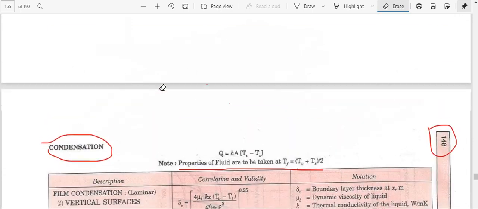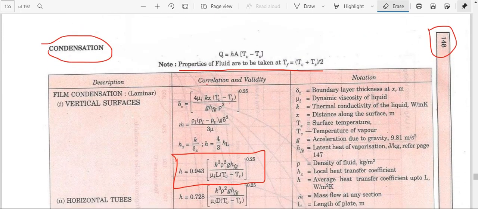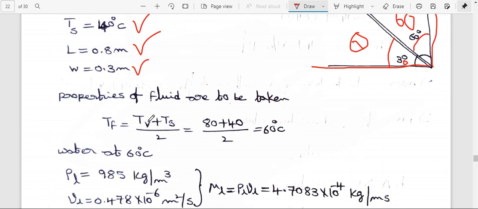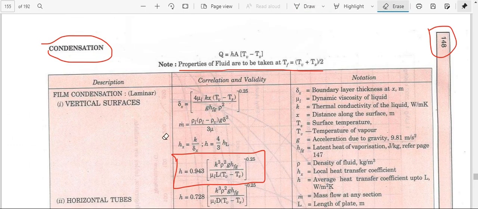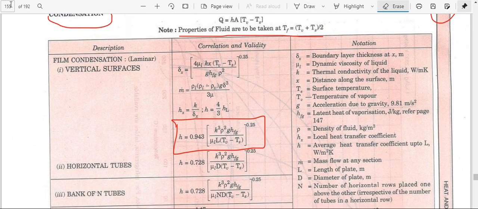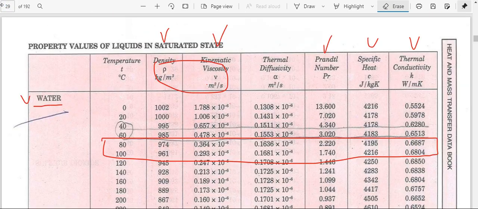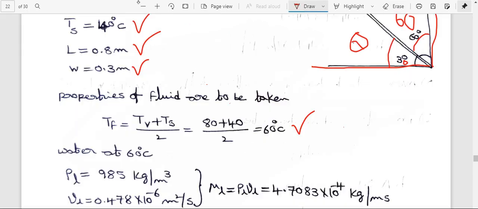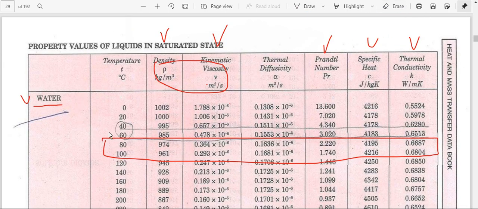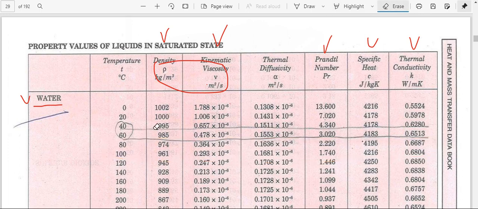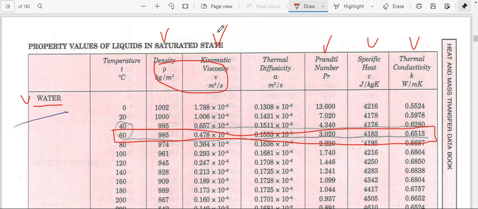So in our data book page number 148 we have to calculate the film temperature value. Film temperature is equal to vapor plus saturation temperature by 2, that is 60. We have to take the property values of the liquid. So for the liquid properties, page number 21. The film temperature is 60, so we take the 60 values directly from data book page number 21.